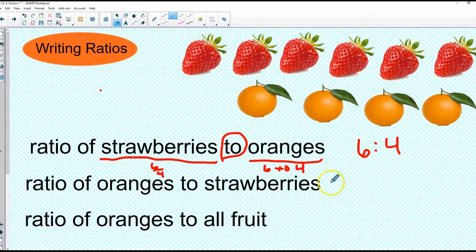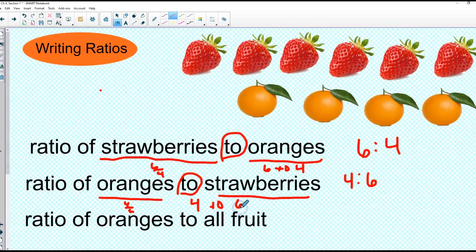The ratio of oranges this time, oranges is first, to strawberries. So if we count our oranges, there's 4 oranges and there's 6 strawberries. It's just reversed. Again, we could write that as the fraction, 4 over 6. Or I can write 4 to 6. Write the word to. Any of those will work.